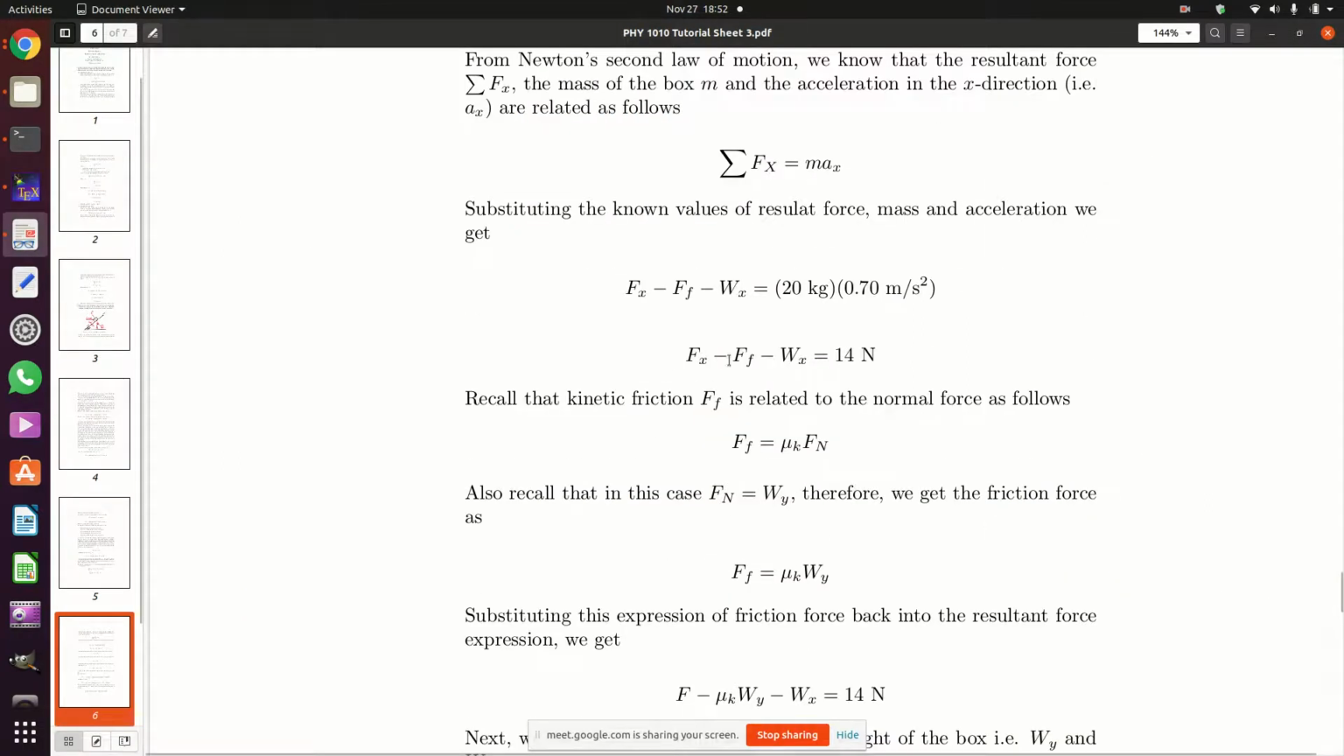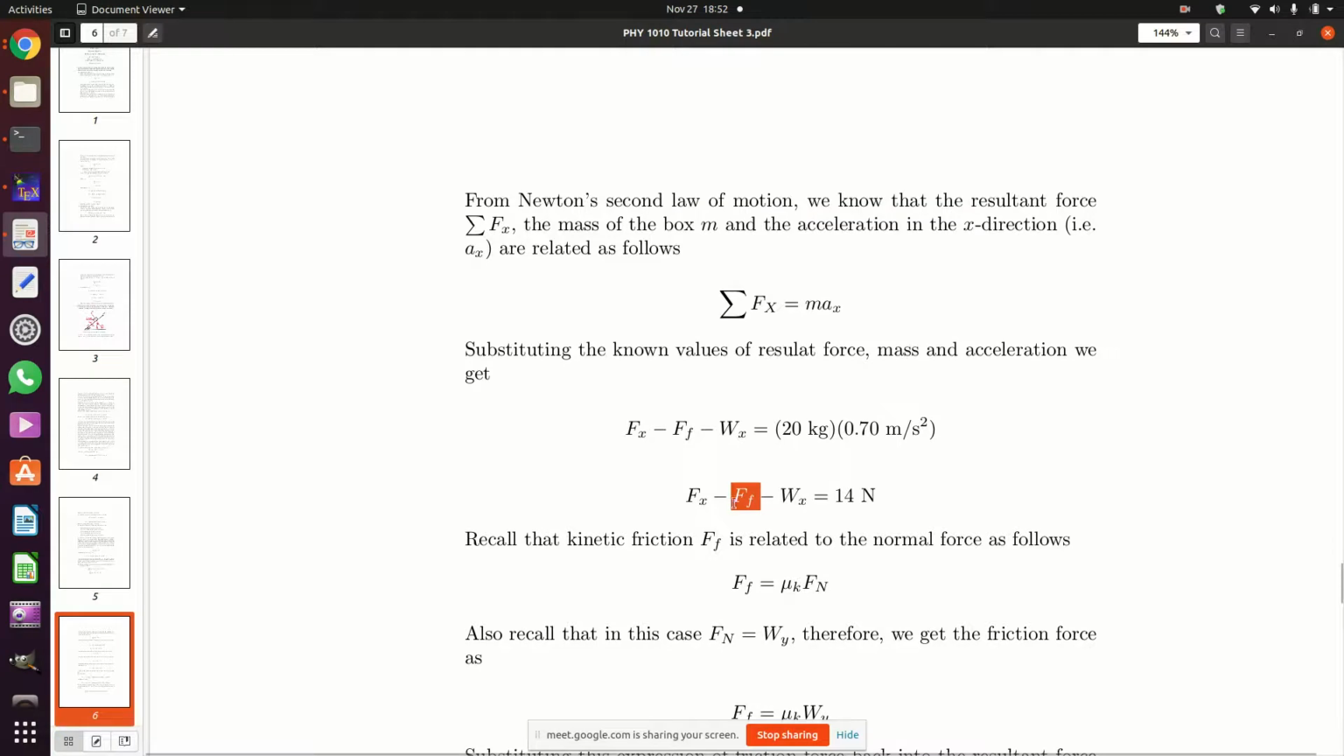There's an Fx minus Ff minus Fw, like that. So these ones we know. Okay, so we don't have to worry about them for now. However, the only thing we do not know so much about is the friction force. Up to here, are we clear? Are we clear up to this point?